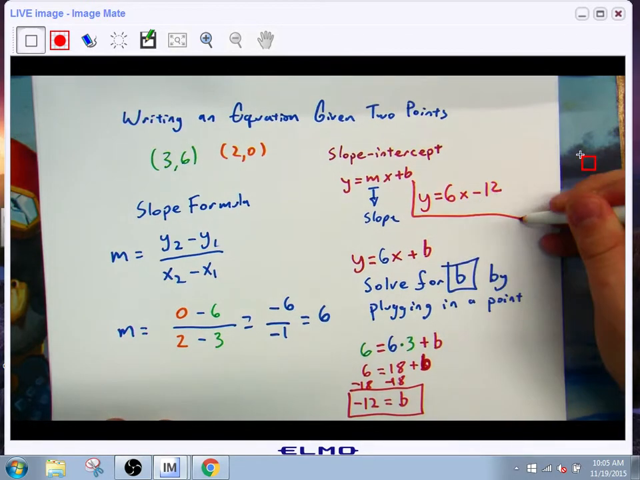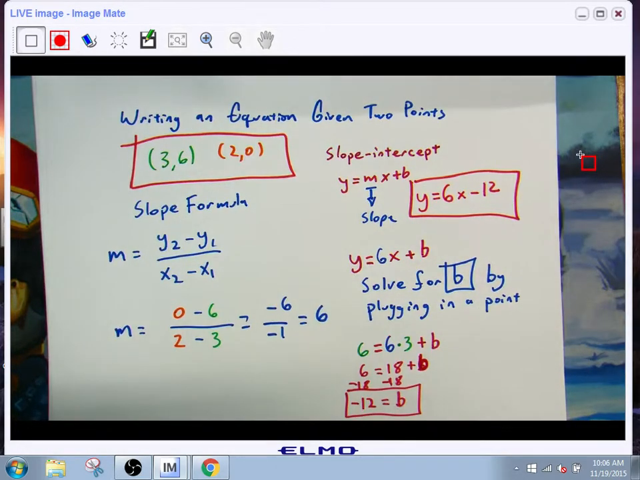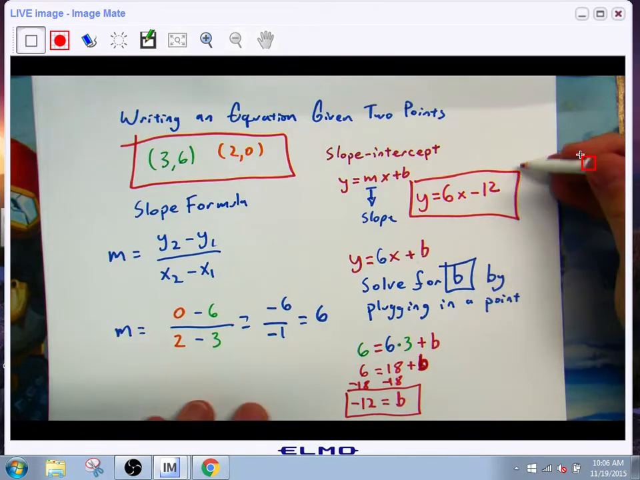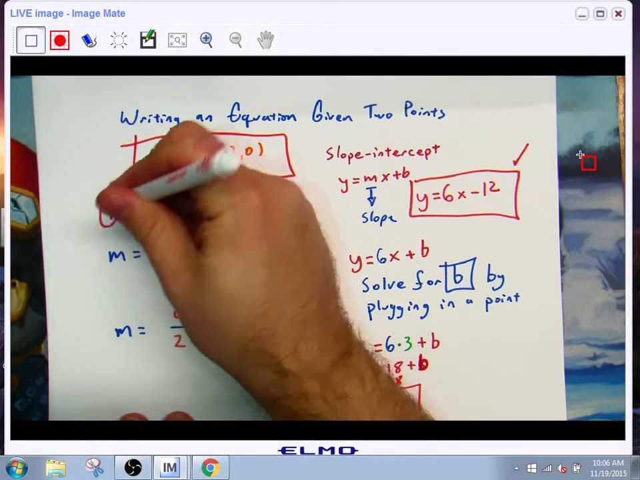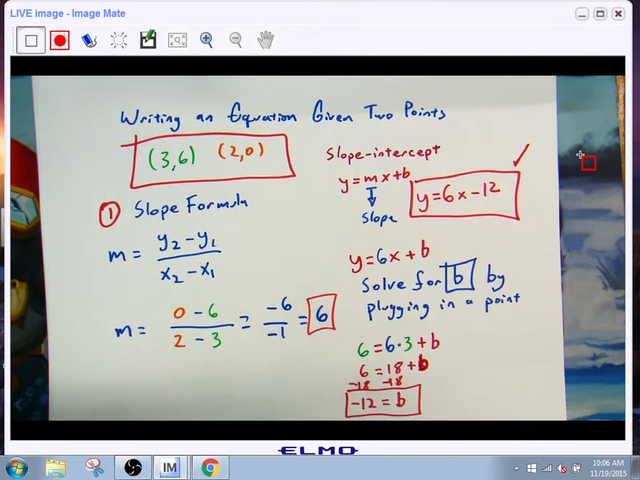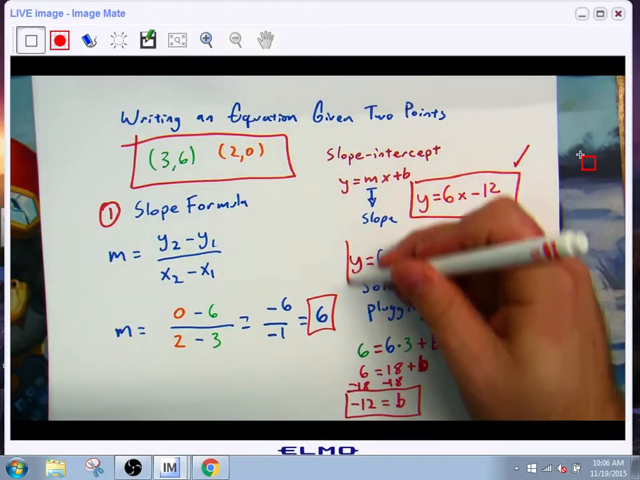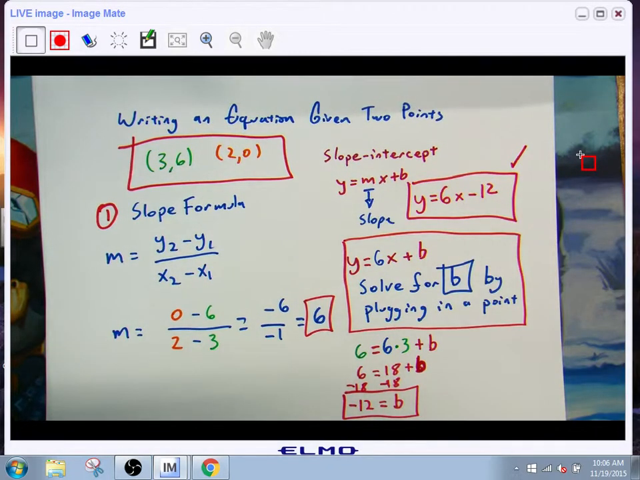So using just these 2 points, that we made up on the fly, and without graphing, I was able to figure out what the linear equation was. How did I do it? First, slope formula. Using these 2 points, I figured out what my slope was. Second, once I knew what the slope was, I solved for b by plugging in a point. I picked the first point, you could have picked the second point, you would have gotten the same answer.